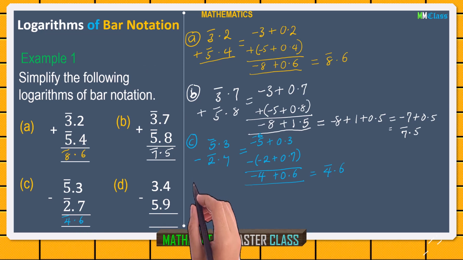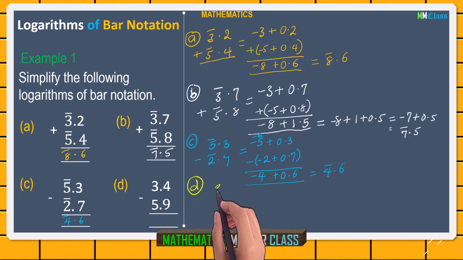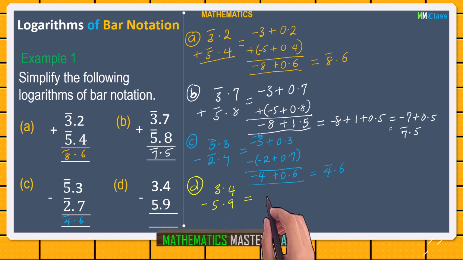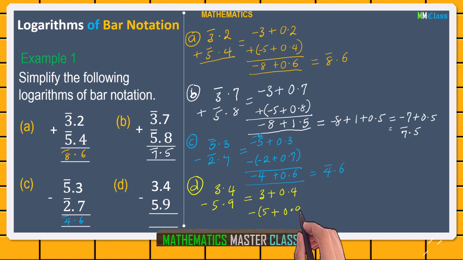So let's look at the last part, which is D. So D, we have 3.4 minus 5.9. So for us to expand it, we are going to have 3 plus 0.4. Then minus open bracket 5 plus 0.9 close bracket.